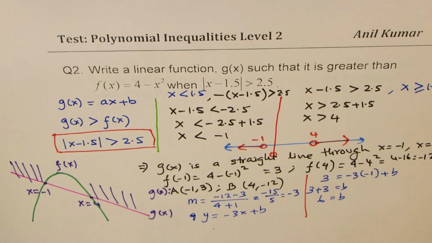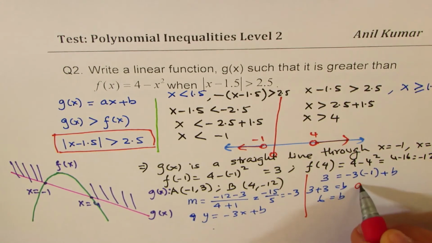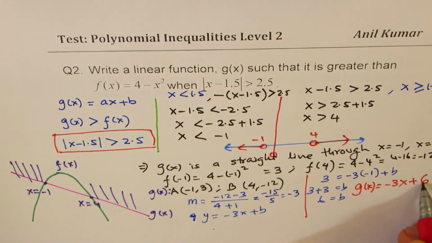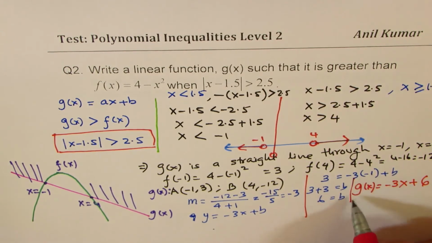Since b is 6, we can write down the answer. g of x is equal to minus 3x plus 6. Do you see that? So that is how we get the solution of this particular question.